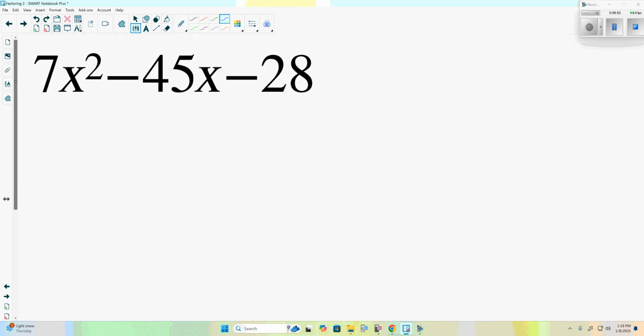7x squared minus 45x minus 28. Is there a greatest common factor between these three terms? No. Now 7 and 28 have a common factor of 7, because 7 goes into both, yes, but 45 does not. So unfortunately, we don't have a greatest common factor.